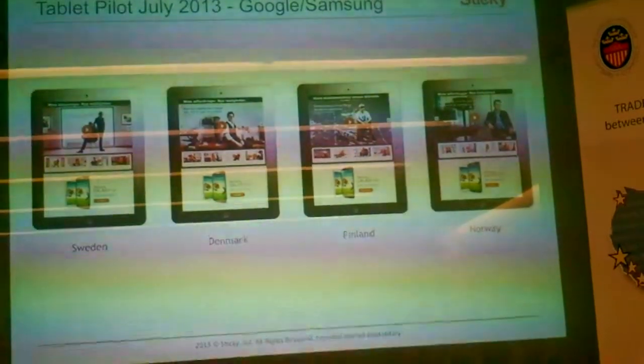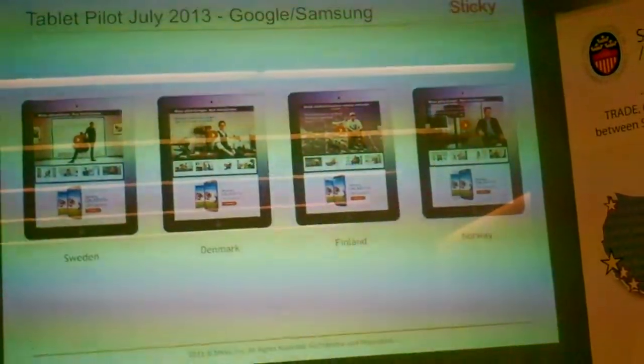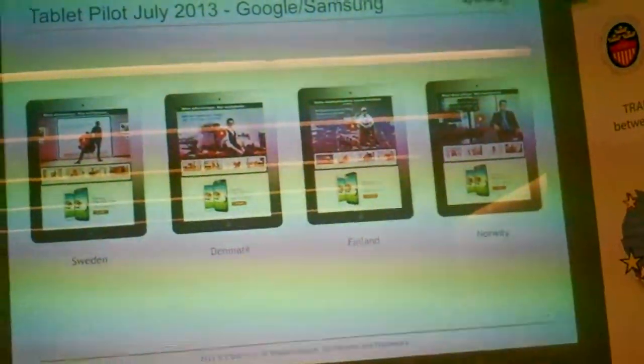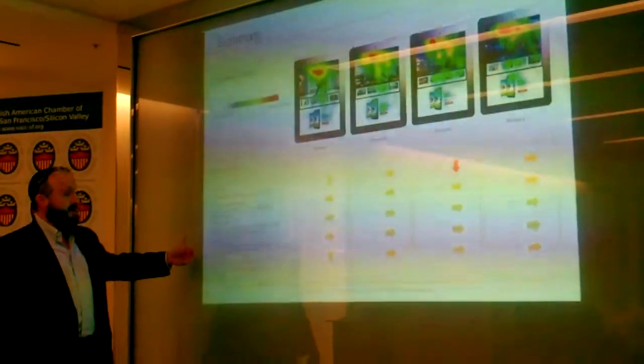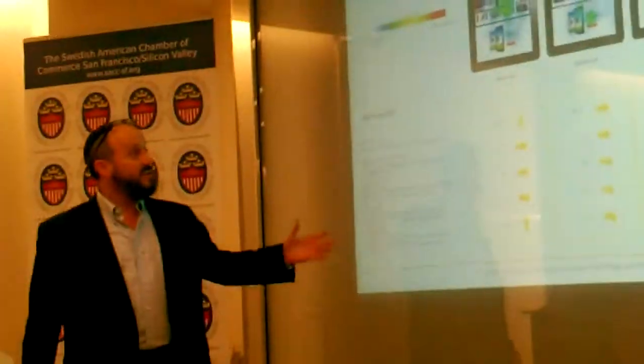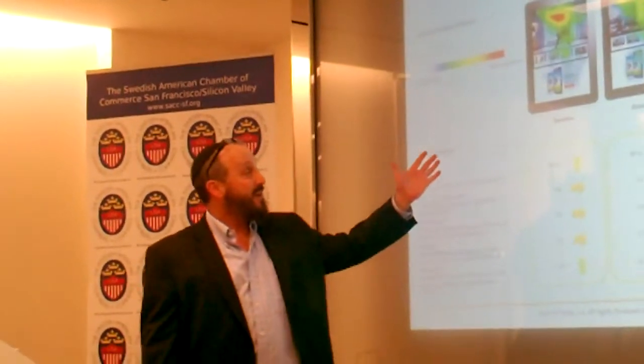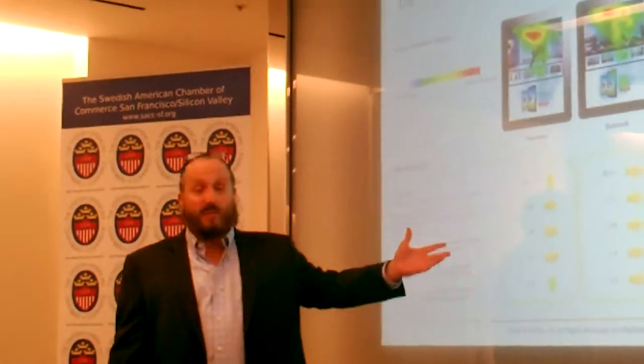And this was a study that was just done in 4 countries, same thing. Google with Samsung. And then we ask questions about ad recall, brand identification, likability, opinion, and purchase intent. And you can just see which ad on which visual did the best.